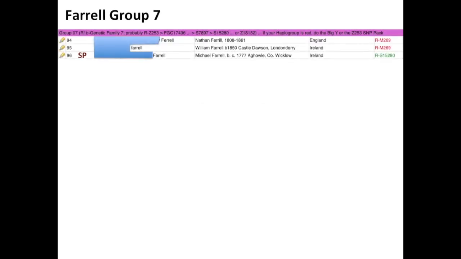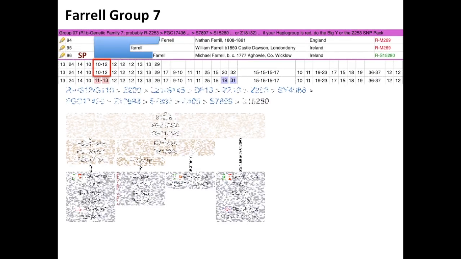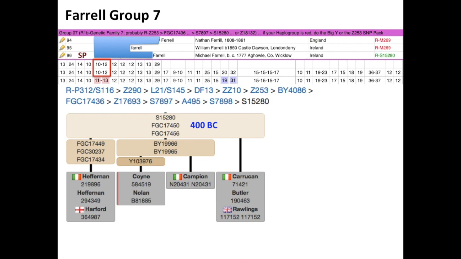Group 7 has these three members. This is where they sit on the tree of mankind. They have this rare STR configuration of 10 and 12. Very, very few people have that. So here is where they sit on S15280, which is somewhere around here. They sit somewhere below this. Nobody's done the Big Y, so they haven't uploaded to the big tree. But they're going to sit somewhere below this, and you can see that their nearest genetic neighbors are probably Irish. There's an English over there, British over here.